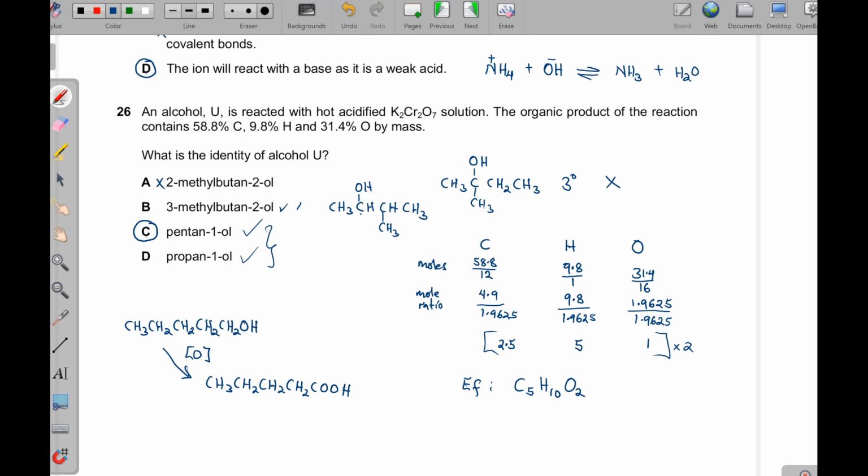If we try to count the carbon atoms, 1, 2, 3, 4, 5, that one is okay. Then hydrogens, 3, 5, 7, 9, 10. This one is also okay. How many oxygens do we see? 2. So don't you think the answer is that C, pentan-1-ol?